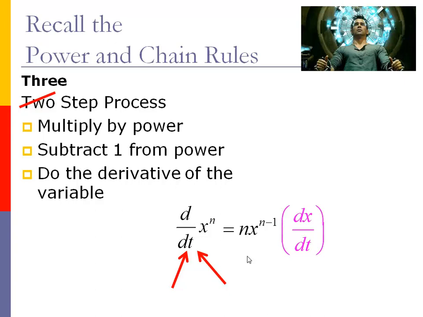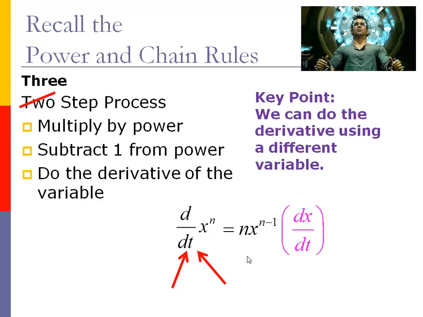But I can't just ignore it this time. So that's the main difference: when we're playing with related rates, our derivative has an extra piece to it that we didn't have before. Okay, let's do a couple examples just to get at this idea of what I'm really talking about. The key point there is that we can do the derivative using different variables. Because I've got a t down there, it doesn't mean I've got to stop. We can actually still do the derivative.